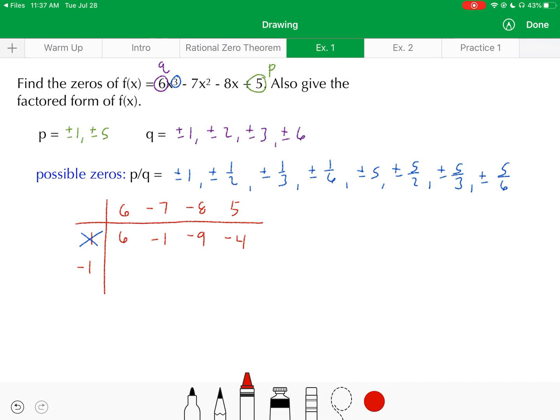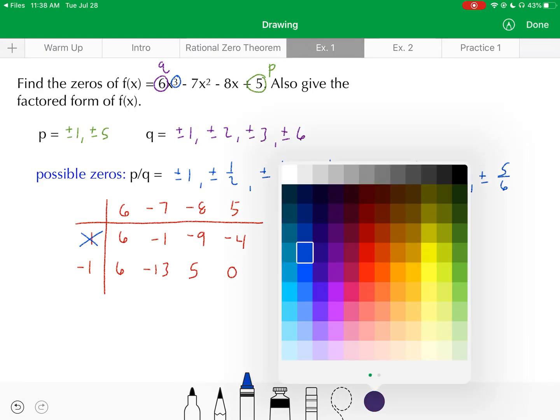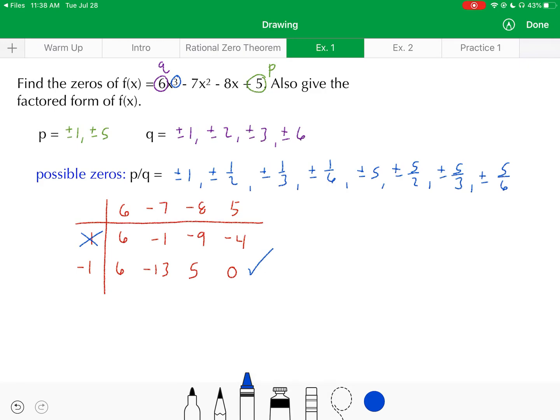Okay? Bring the 6 down. 6 times -1 is -6. Add that with -7, you end up with -13. Take -13 times -1, add that with -8, you get +5. 5 times -1 is -5, add that with 5, you get 0. And that's what I was looking for. I want a remainder of 0. That tells me that -1 is a factor, or I'm sorry, is a 0 of my function.